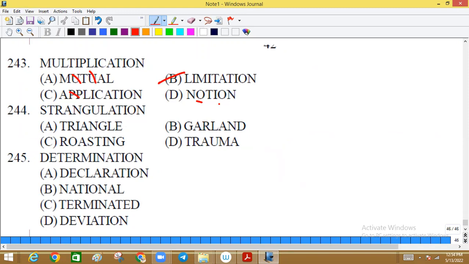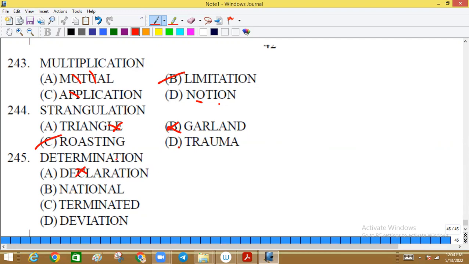244. TRIANGLE, E is not there. GARLAND, D is not there. So B is also not possible. So what's the answer? ROASTING. C is the answer. Next 245. DETERMINATION, C is not there.